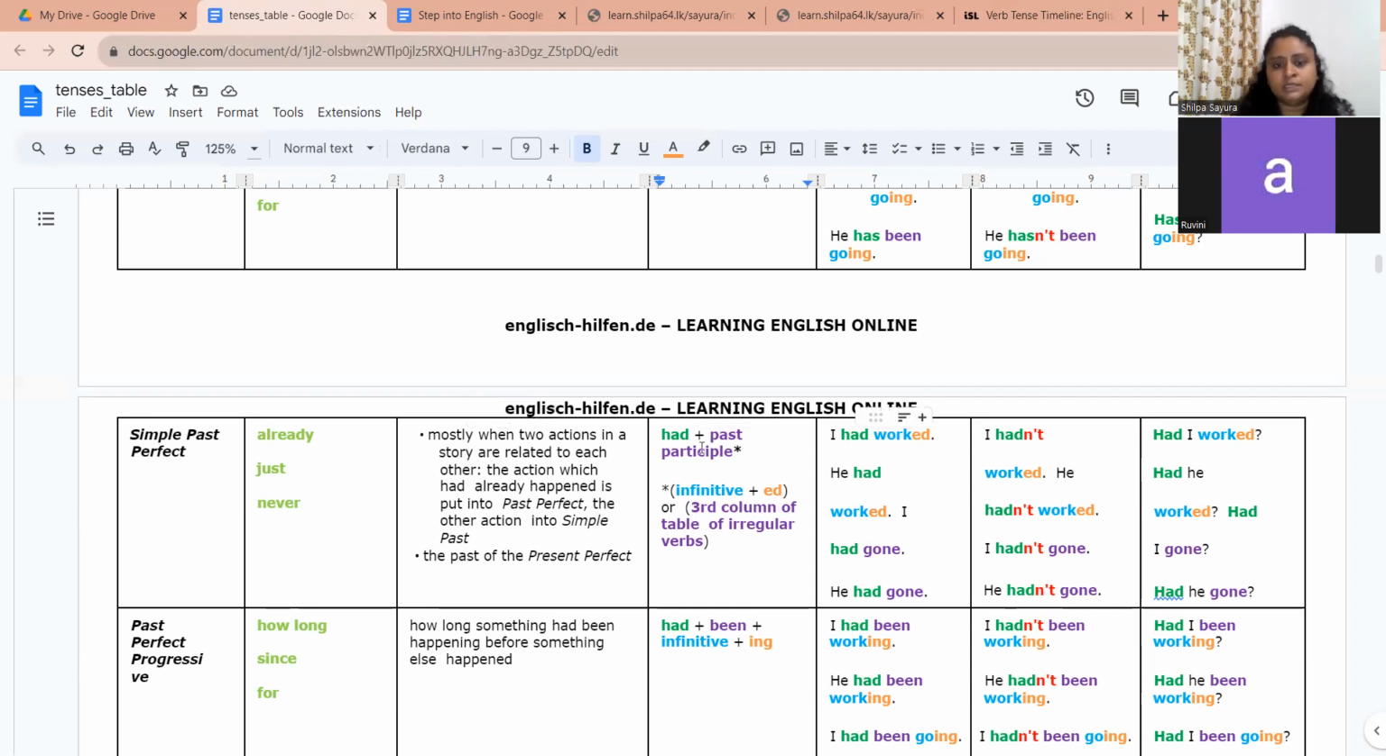Okay, so this is the usual formation of the tense. Had, past participle. I had worked hard before I lost my job.